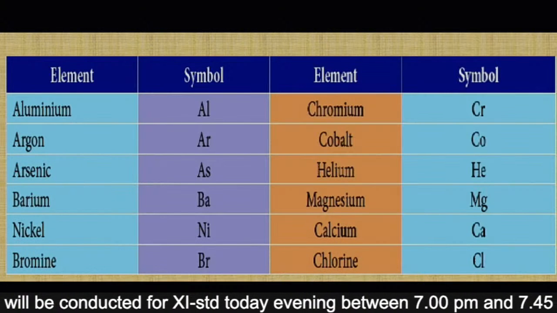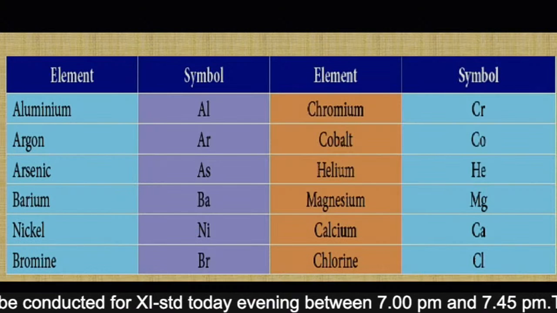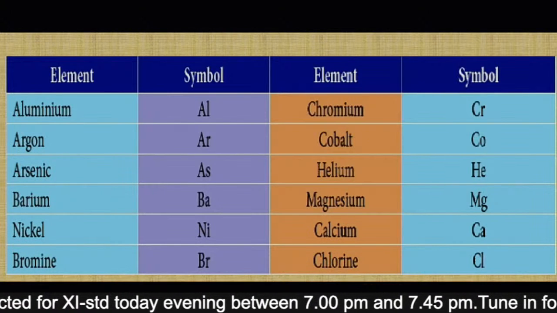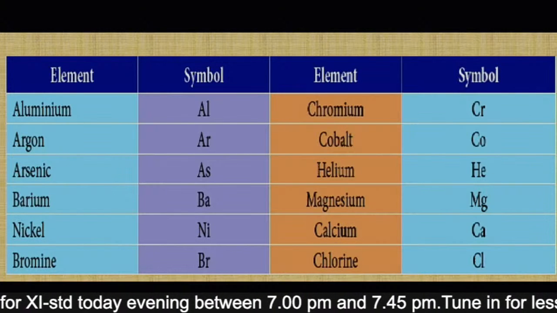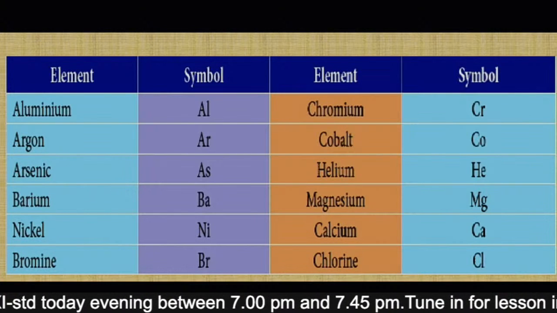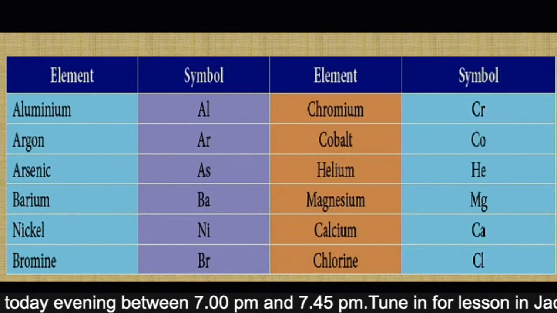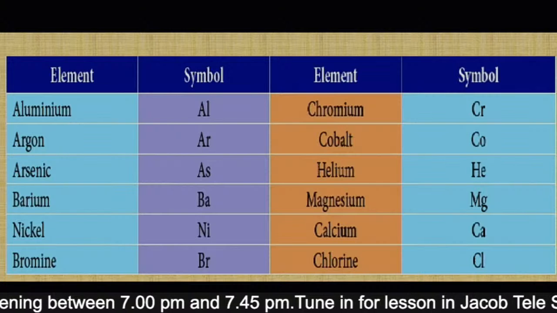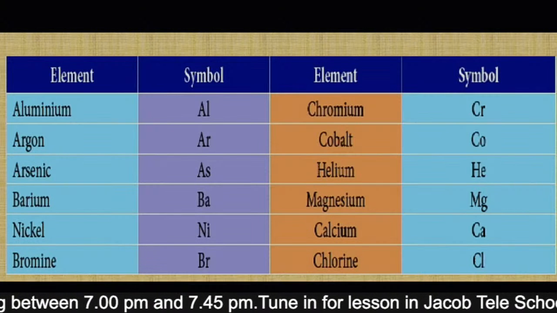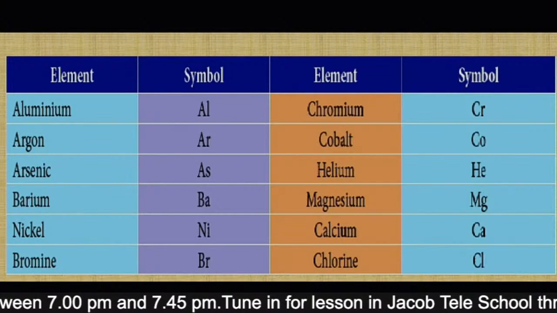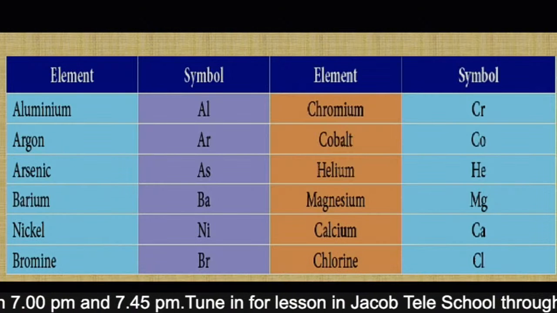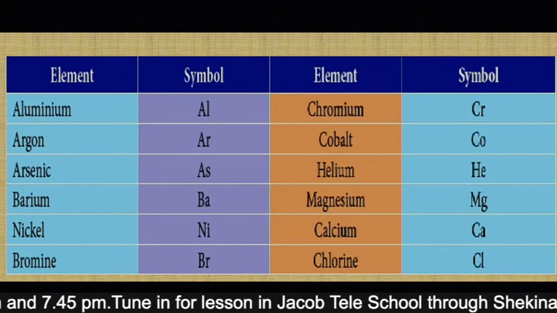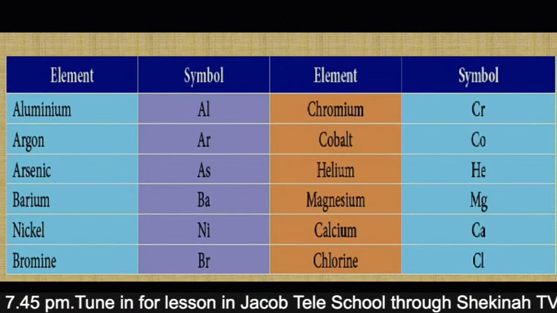So these all are the elements: aluminium, argon, arsenic, barium, nickel, bromine, and then chromium, cobalt, helium, magnesium, calcium, chlorine. These all are elements. Next one is chromium. See the picture. Chromium is denoted capital letter C and small letter R. Next one is cobalt. Cobalt is denoted capital letter C and small letter O.